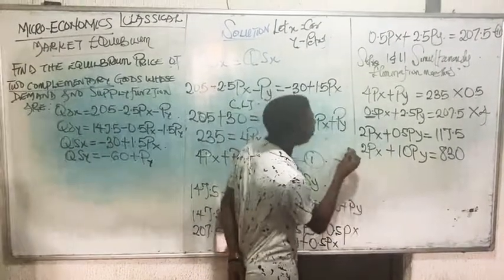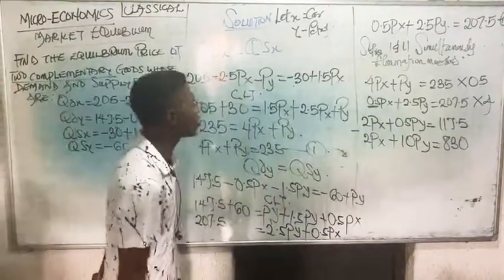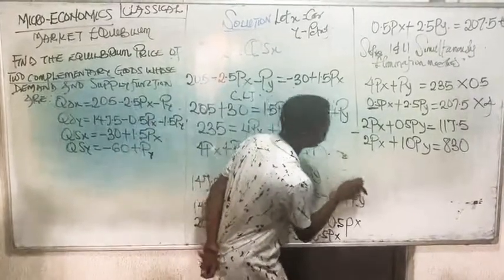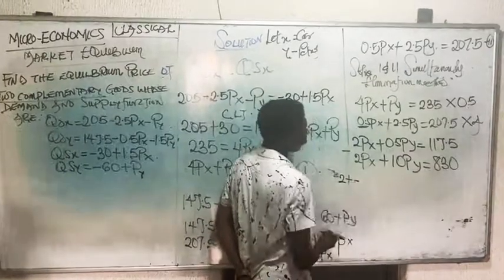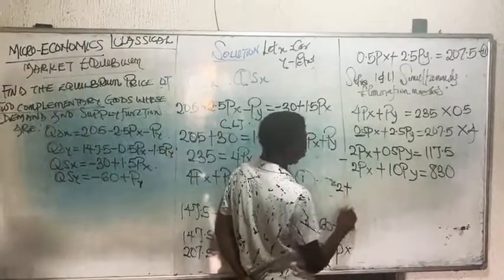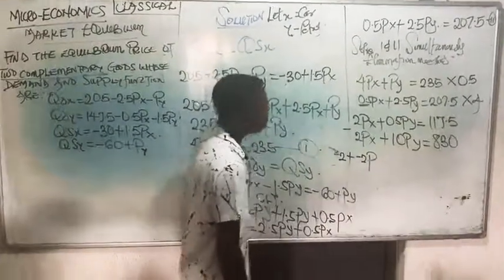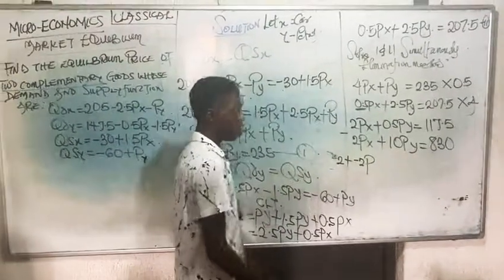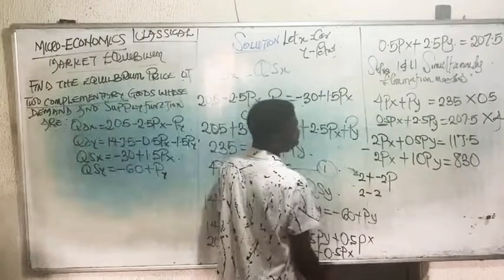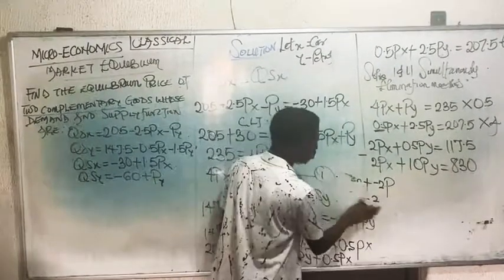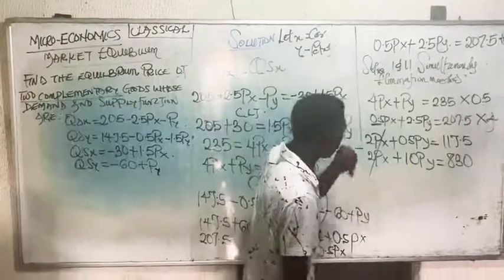The only thing we can do is to introduce a negative value so that we can eliminate. If I introduce a negative value, this will be 2Px plus minus 2Px. Plus times minus will be minus, so we have 2 minus 2, which gives us 0. So automatically this will be 0.